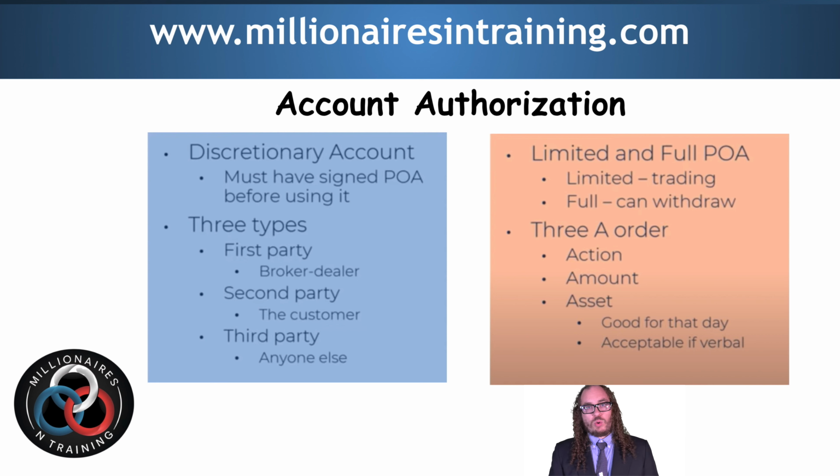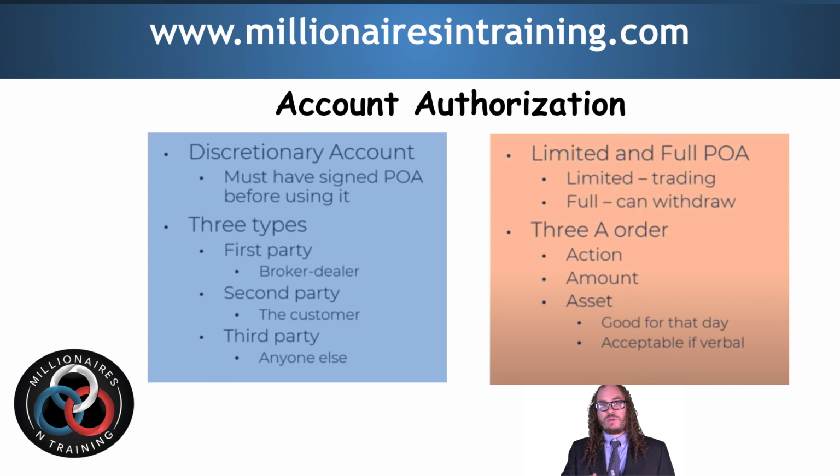So with a 3A order, the A stands for the action, which is buy or sell, the amount, which is the number of shares or the dollar amount, and then finally the asset or the security. If the investor provides their registered representative with these three A's verbally, the trade is good that day. So this is the only time we can accept verbal authority to do a trade for a client. So, buy 100 shares of ABC stock. The trade is good that day.